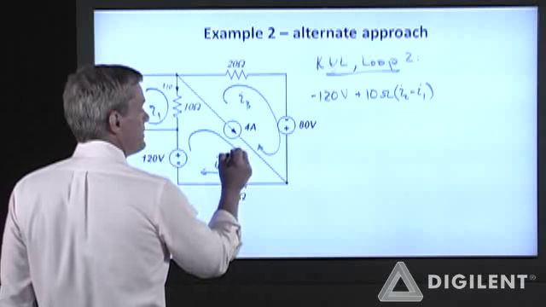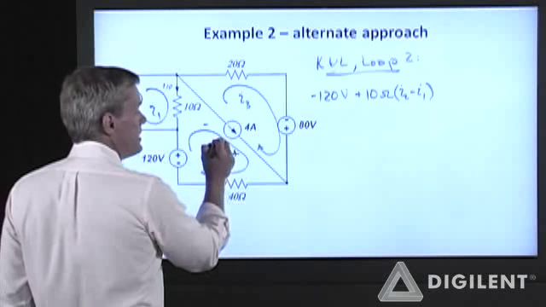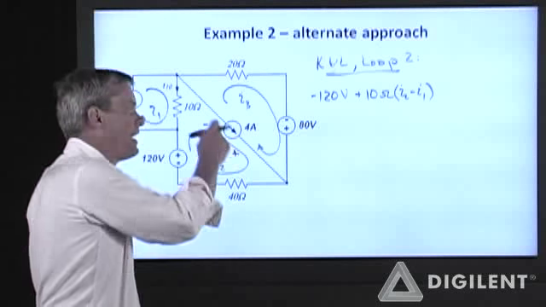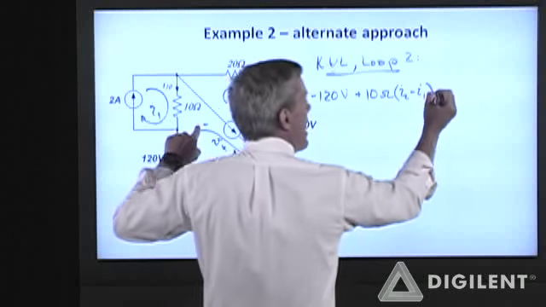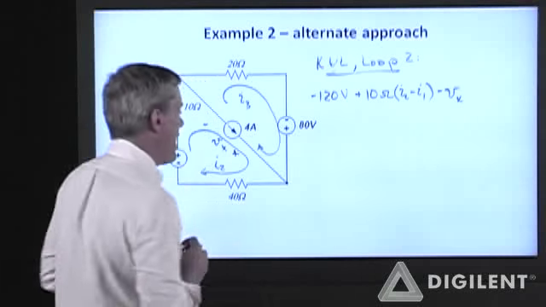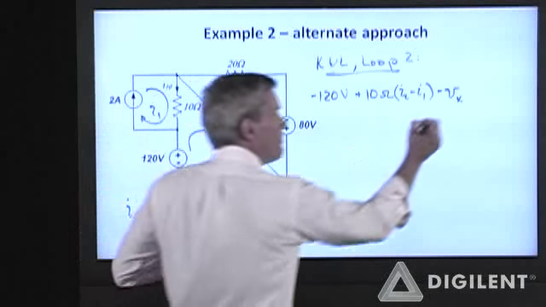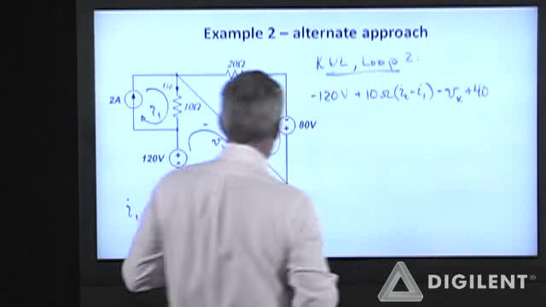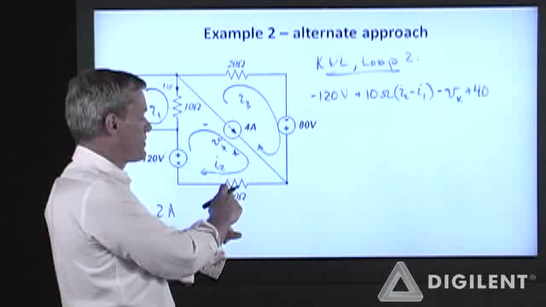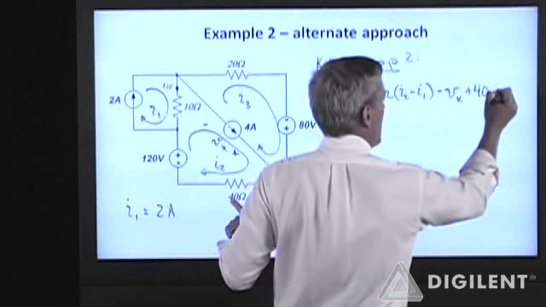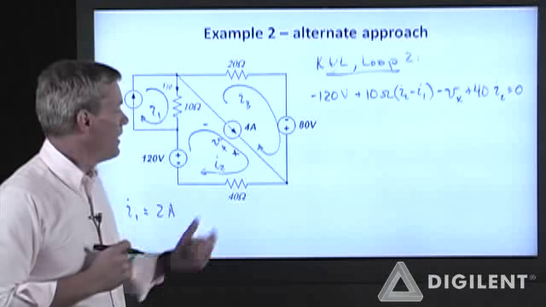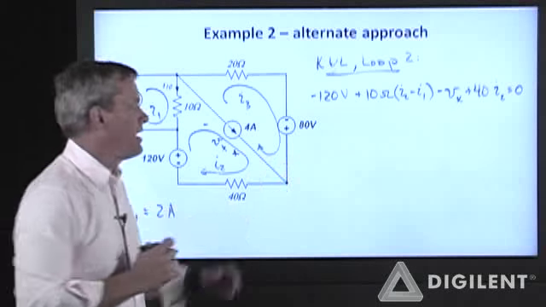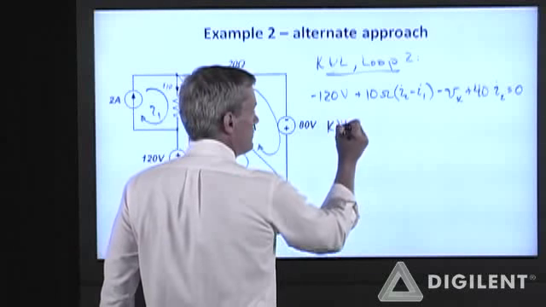So I'm going to say that this voltage difference is V sub x, and I'm assuming that its polarity is in this direction. So now I have a minus V sub x plus 40 ohms times I2, the only mesh current going through the 40 ohm resistor. That all sums to 0. I can also write KVL around loop 3.